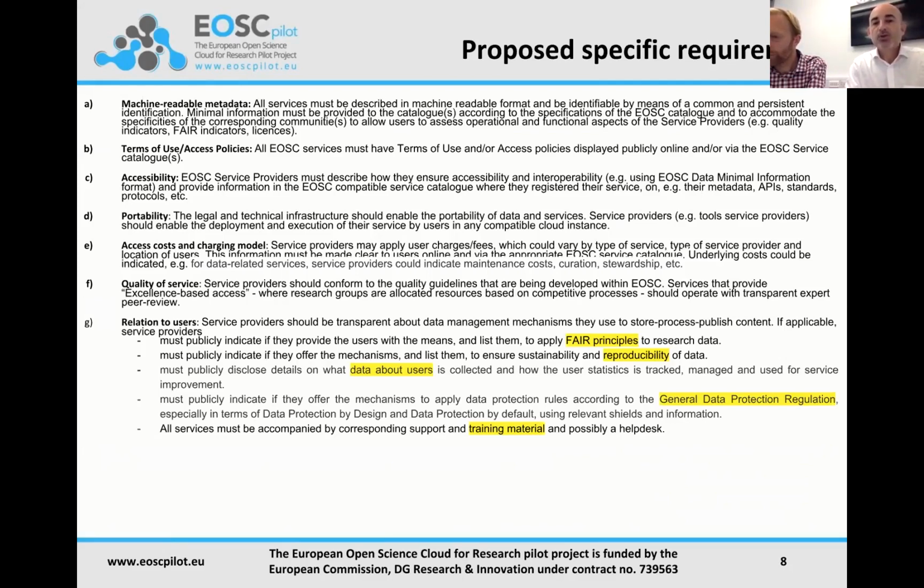And finally, all services must be accompanied by corresponding support and training material and possibly a help desk. And all these should ensure transparency and openness regarding the relation to users.